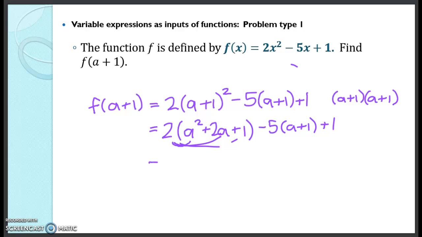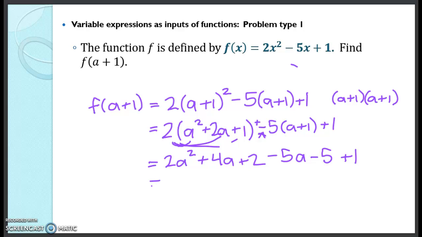Same with the 5. So this is going to be 2a squared plus 2 times 2a, which is 4a, plus 2 times 1, which is 2. And then negative 5, make sure you do not forget that minus sign, is negative 5 times a is negative 5a, negative 5 times 1 is negative 5, and we add 1. Now remember, in case this confused you right here, this is the same thing as adding a negative 5, right? So we have a negative 5 out front being multiplied by this entire a plus 1.